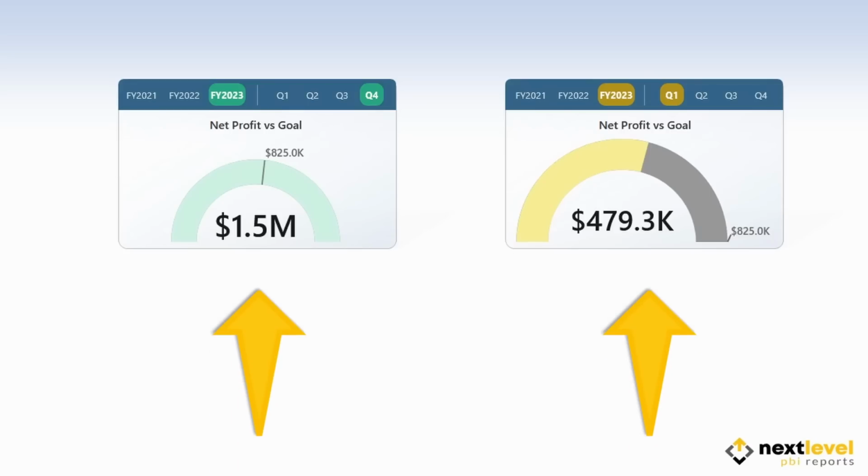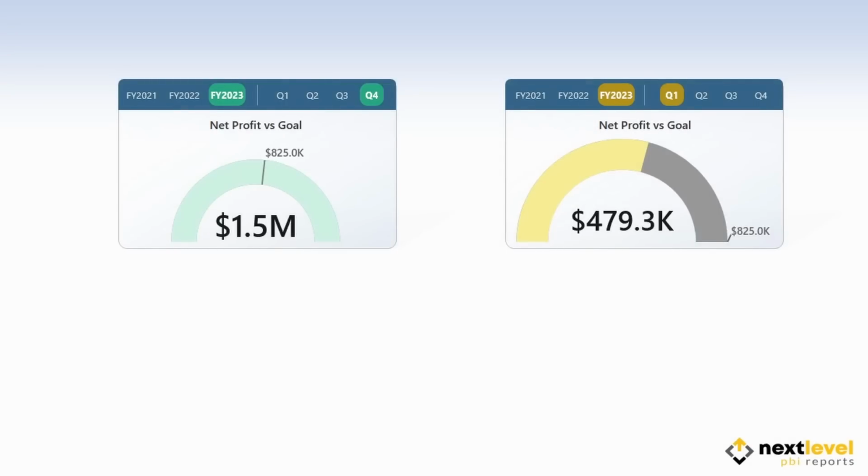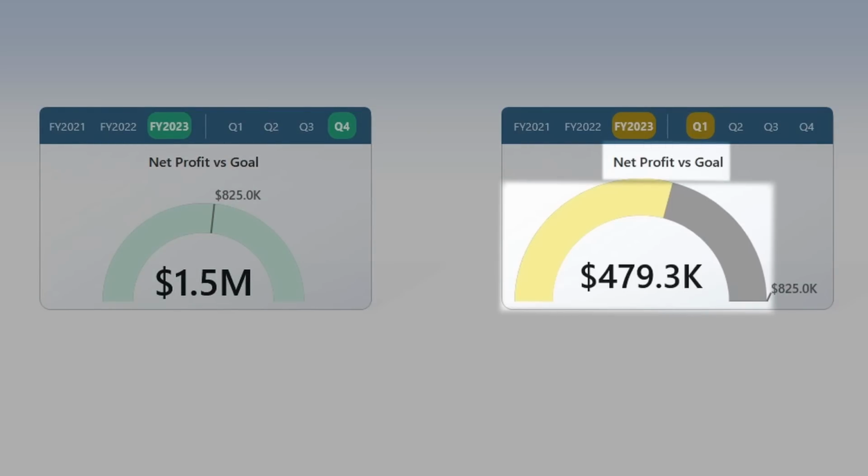These two gauge charts that we see right here are actually the same exact size. However, they don't appear to be. That's because the gauges will auto-size depending on the target value within them. And when that happens, it can make our gauge charts look sloppy when looking at multiple gauge charts on the same page.